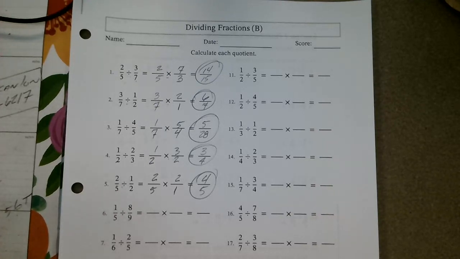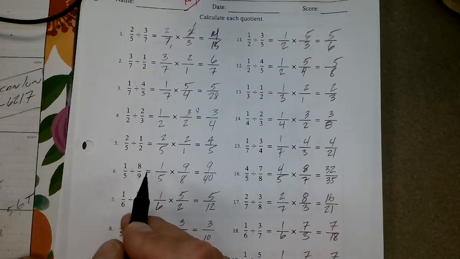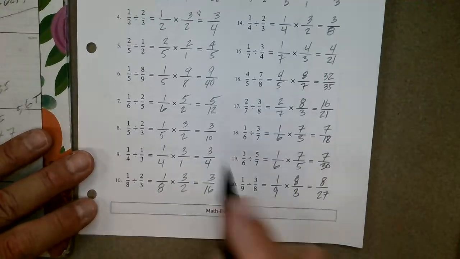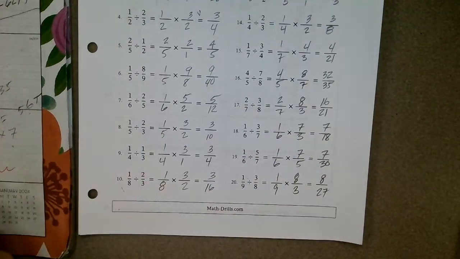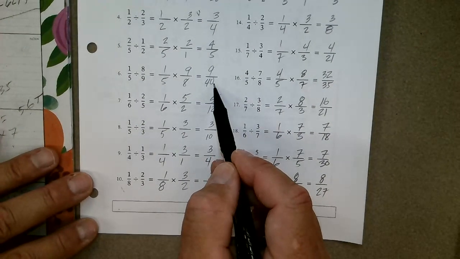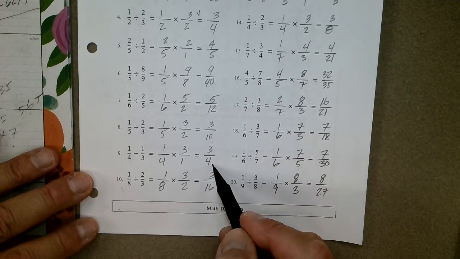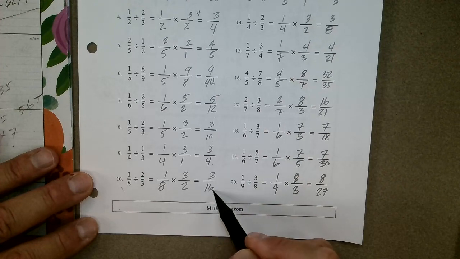Just turn the video back on, and let's take a look. Hopefully I didn't make any mistakes here. What I want you to do is check your work. We did up to number 5 together. Go ahead and check that real quick. 6 through 10, go ahead and take a peek at it. 9/40, 5/12, 3/10, 3/4, 3/16.